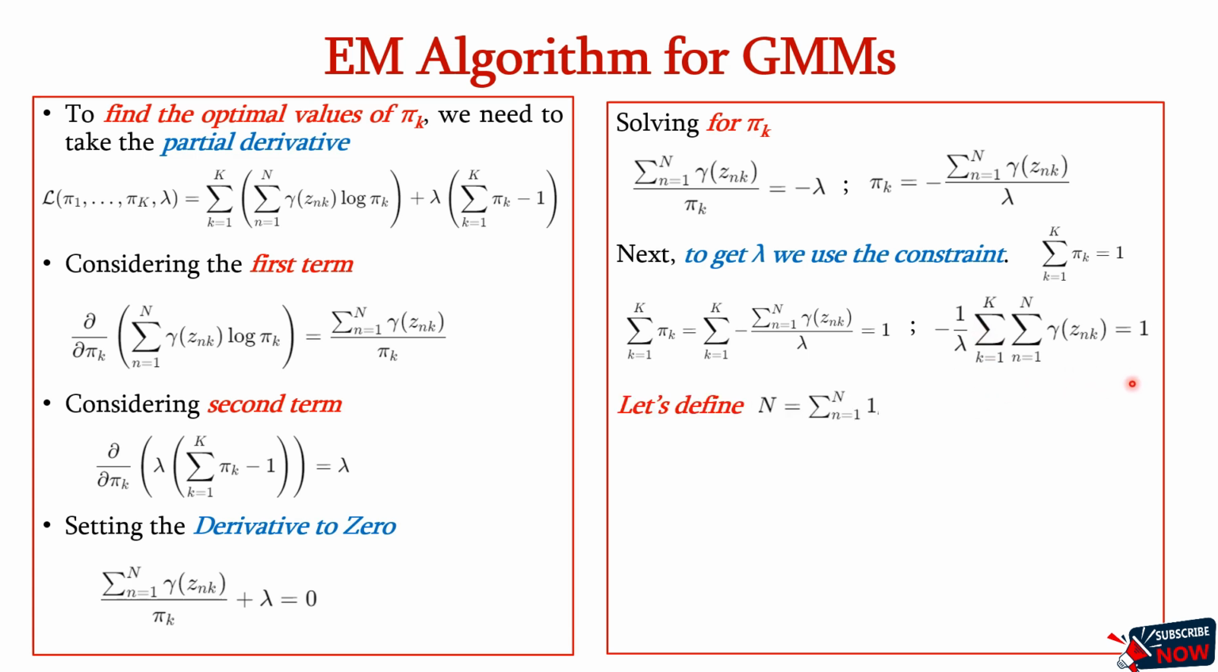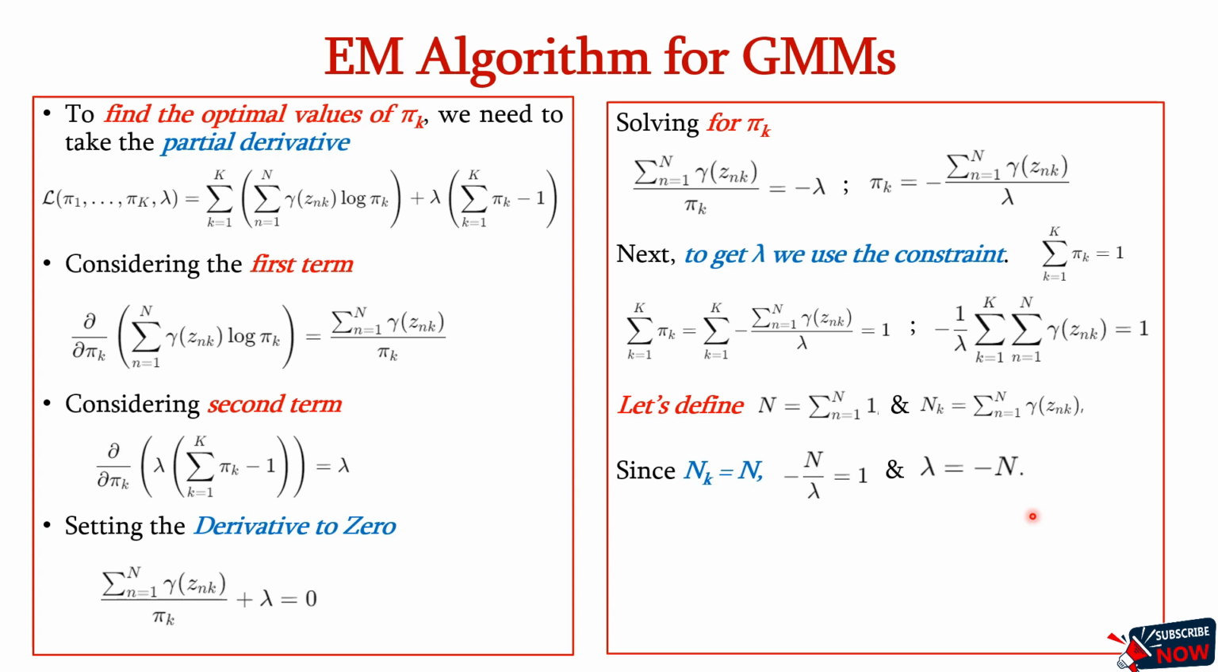So we can express this summation of n equal to 1 to N as N and summation of n equal to 1 to N gamma of z and k as N k. So N is the total number of data points and N k is the effective number of data points which contribute to the component k. So since we can express the double summation as N, in this equation we can replace this double summation of gamma of z and k with N. So it can be written as minus N by lambda is equal to 1. So now we can get the lambda value. So lambda is equal to minus N.